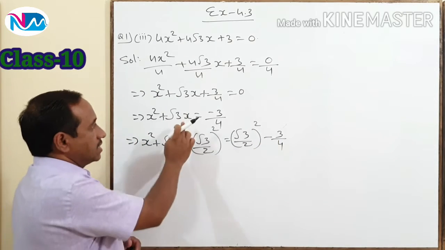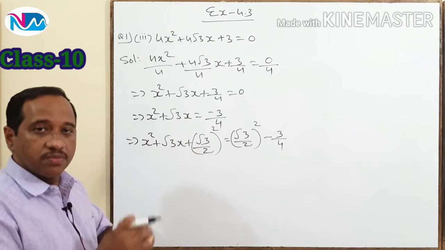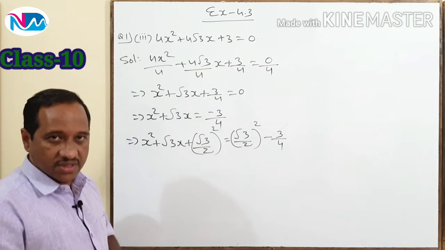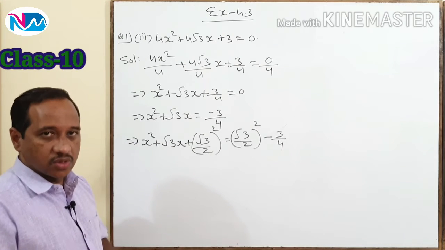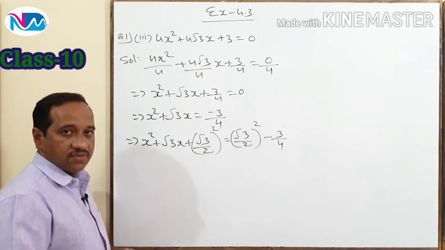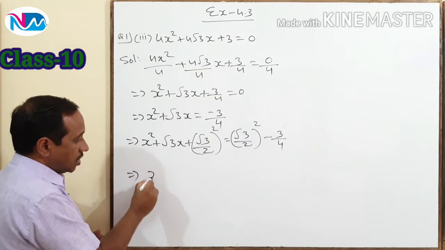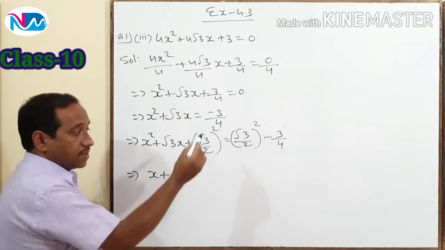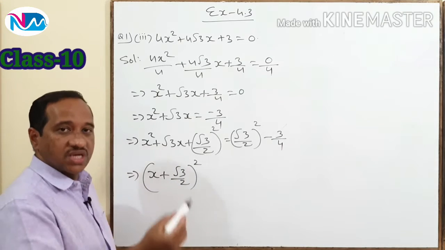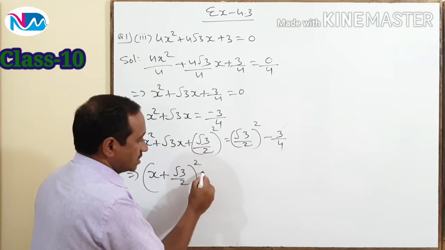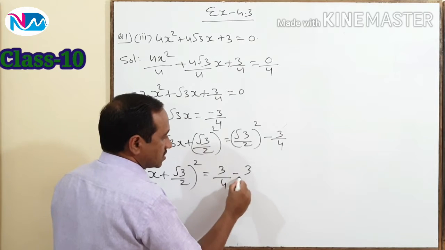The step of adding the square of half of the coefficient of x in LHS and RHS makes the LHS always a perfect square, either in the form of a plus b the whole square or a minus b the whole square. Here all the terms are positive, so LHS will be in the form of a plus b the whole square. In place of a you have to take x, in place of b you have to take root 3 by 2, the whole square. Simultaneously we will simplify the RHS. Root 3 square is 3, by 2 square 4, minus 3 by 4.